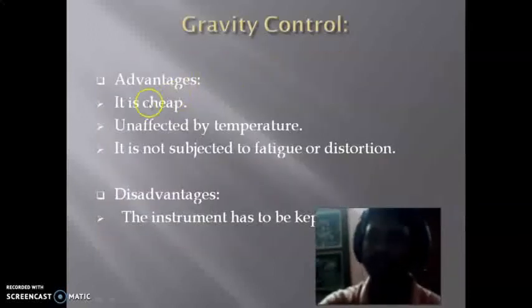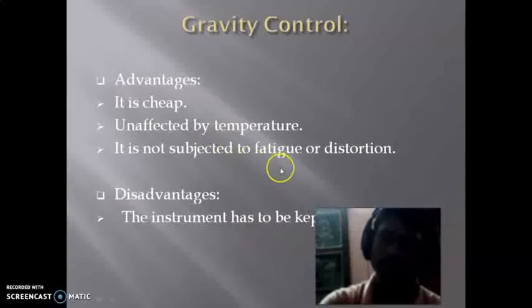Next, its advantages: it is very cheap, unaffected by temperature, and it is not subjected to fatigue or distortion. As I discussed in the spring control arrangement, the temperature does affect it, but here there is no effect of temperature. Also, like a spring, if a high torque is developed, then the spring may be subjected to fatigue and distortion. So here we don't have this kind of problem in the gravity control, so it is not subjected to fatigue or distortion.